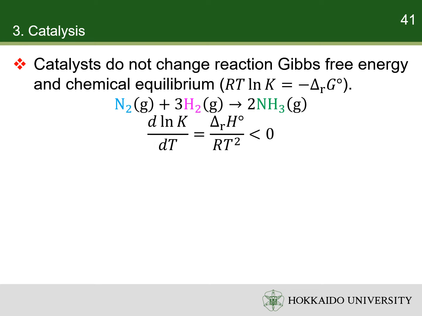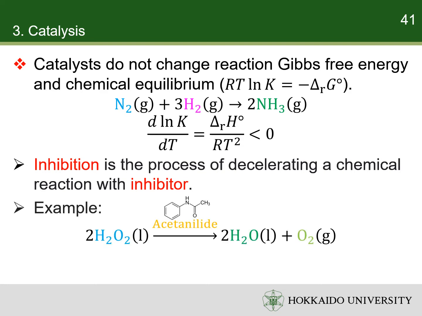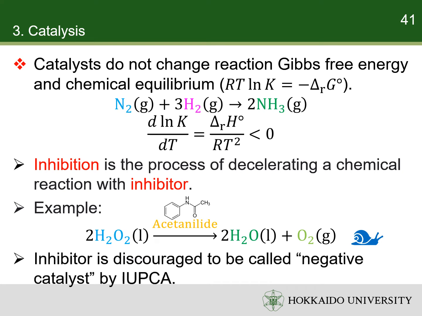In contrast with catalyst, an inhibitor diminishes the rate of a chemical reaction. The process is called inhibition. For example, acetanilide is used as an inhibitor of hydrogen peroxide disproportionation. It slows the decomposition of drugstore hydrogen peroxide solution. Inhibitors are sometimes called negative catalysts. But since the action of an inhibitor is fundamentally different from that of a catalyst, this term is discouraged.